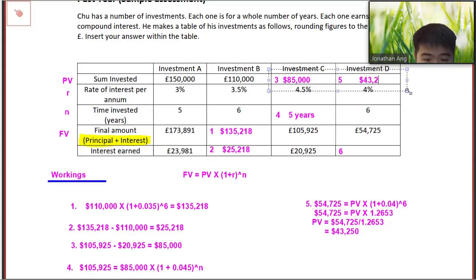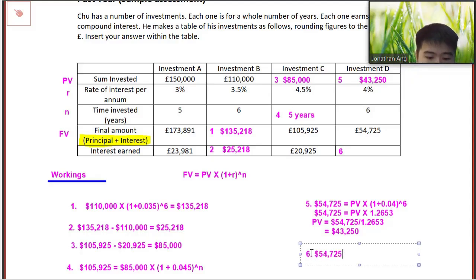$43,250. So since now you already get this, how do you solve working number 6? Very simple. Take your principal plus interest, minus away your principal amount. 43,250. Answer: 11,470.